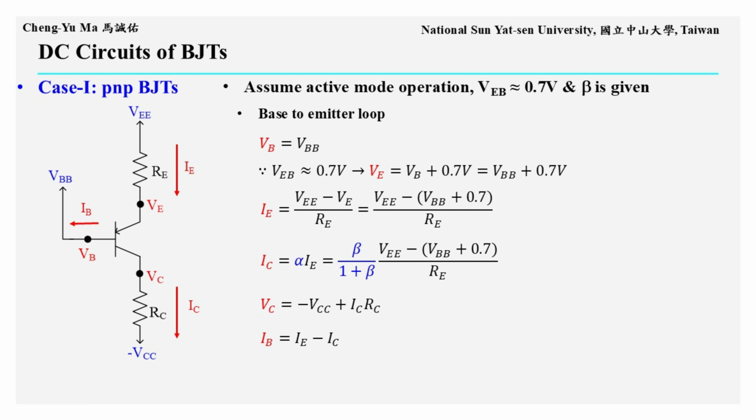After IC is obtained, the collector voltage can be calculated as VC equals negative VCC plus IC times RC. Finally, IB equals IE minus IC. At this point, all three terminal voltages and currents have been found.